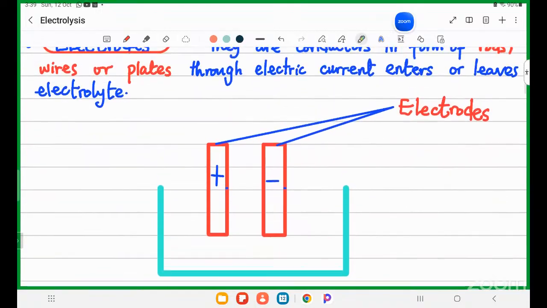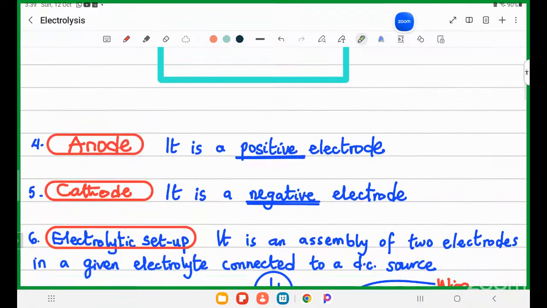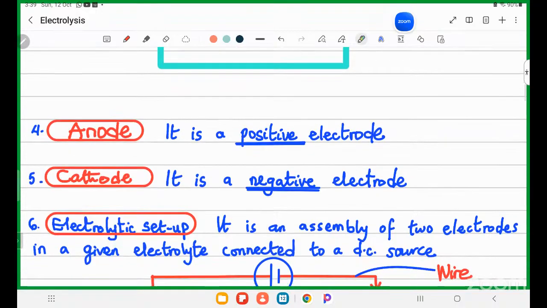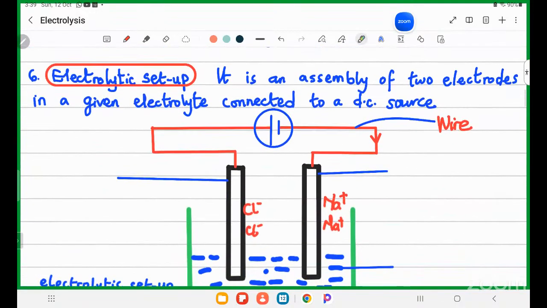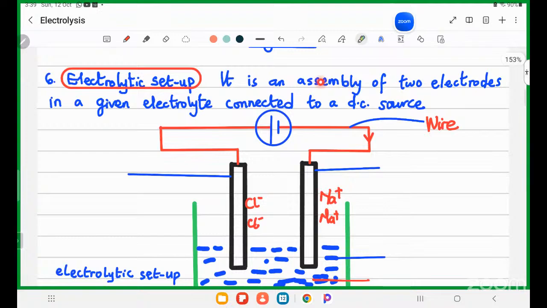Now, these are terms we use in describing electrolysis. Another term is the electrolytic setup itself. Here is an electrolytic setup. It is an assembly of two electrodes. When we say assembly, it means arrangement of the two electrodes, the cathode and the anode, in a given electrolyte.